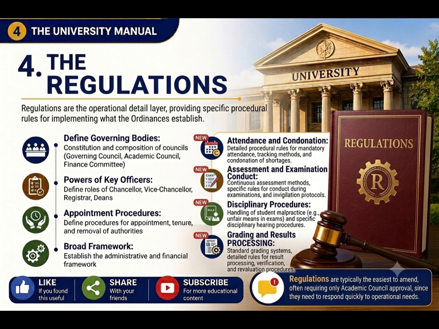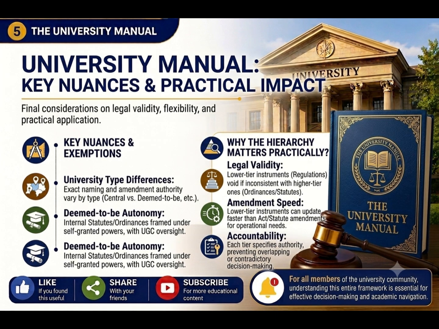4. Regulations. Regulations are the operational detail layer, procedural rules for implementing what the ordinances establish. Attendance requirements and condonation procedures, continuous assessment and examination conduct rules, malpractice and disciplinary procedures, grading systems, revaluation, and result processing procedures. Regulations are typically the easiest to amend, often requiring only academic council approval, since they need to respond quickly to operational needs. Important nuance.